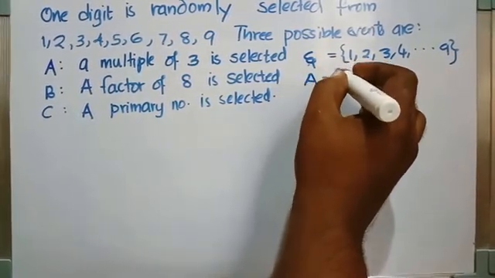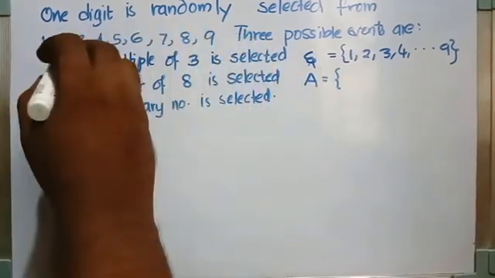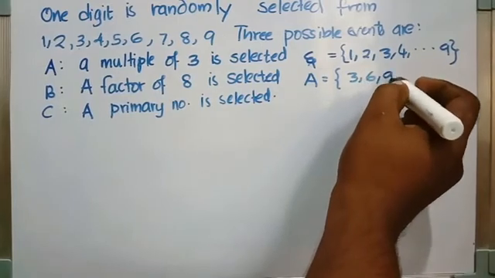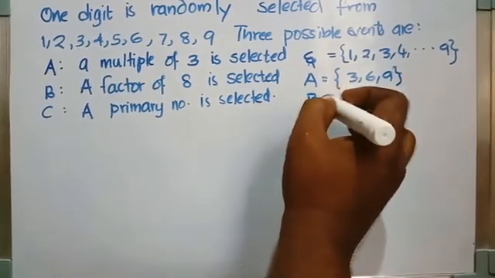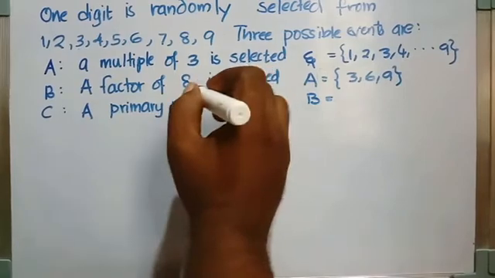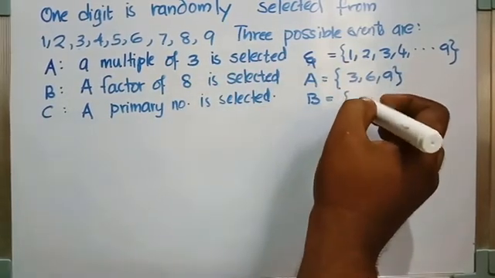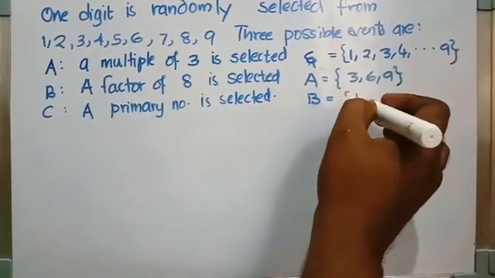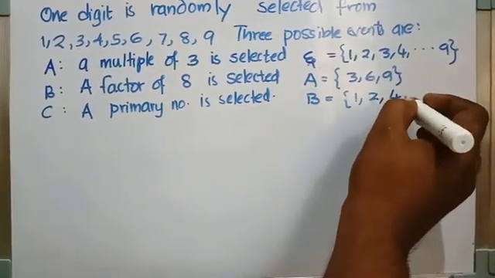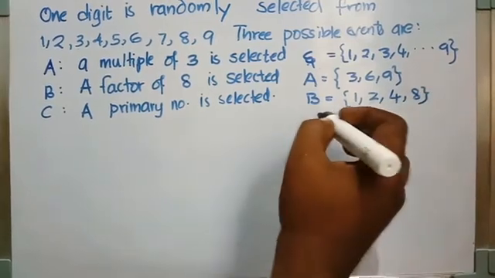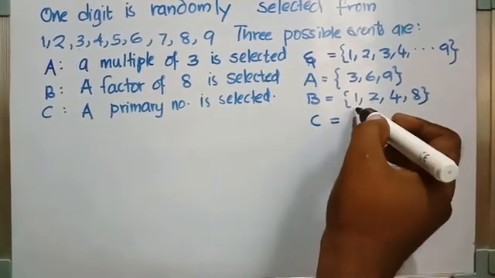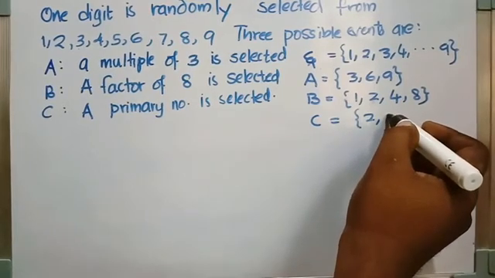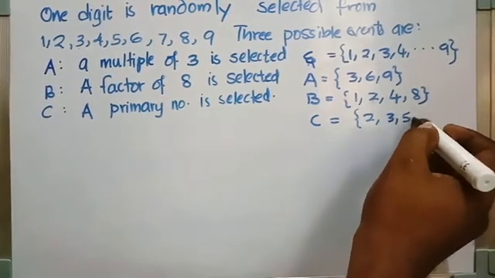A is a multiple of 3: 3, 6, 9. B is a factor of 8, which is 1, 2, 4, 8. C is a prime number. So which are the prime numbers you find? 2, 3, 5, 7.